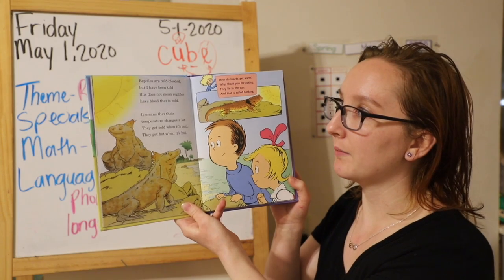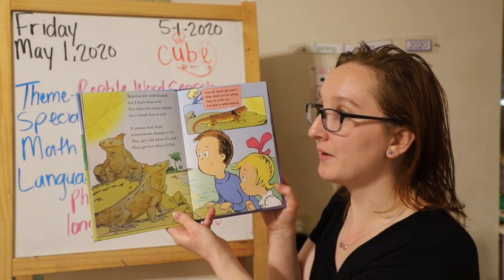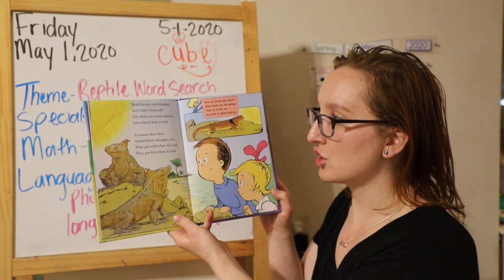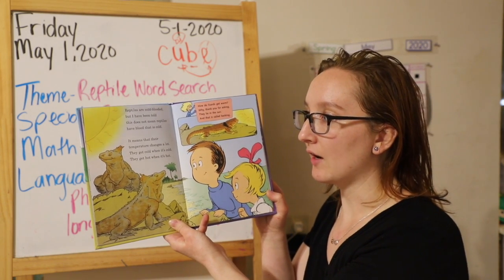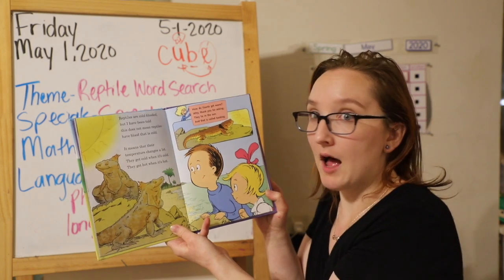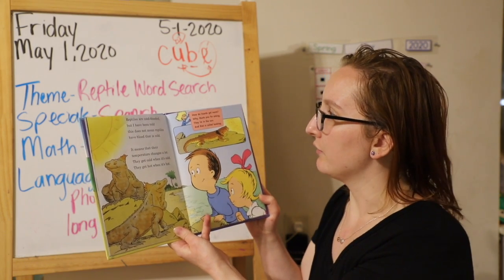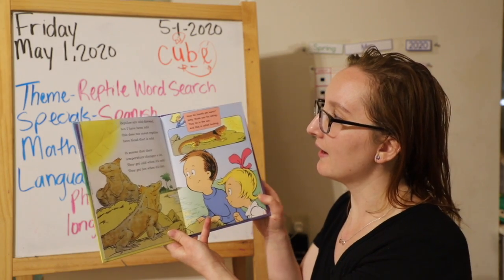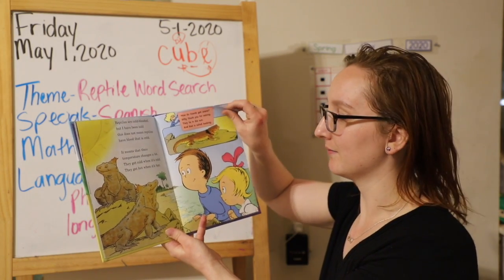Reptiles are cold-blooded, but I have been told this does not mean reptiles have blood that is cold. It means that their temperature changes a lot. They get cold when it's cold, they get hot when it's hot. How do lizards get warm? Why, thank you for asking. They lie in the sun, and that is called basking.